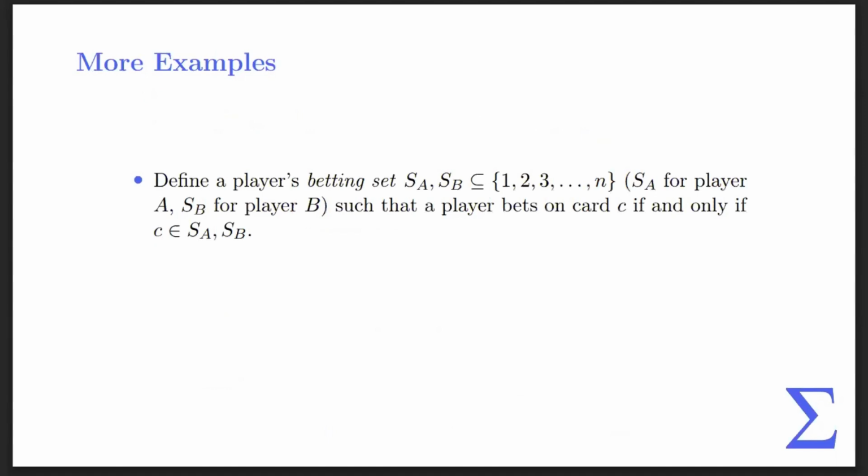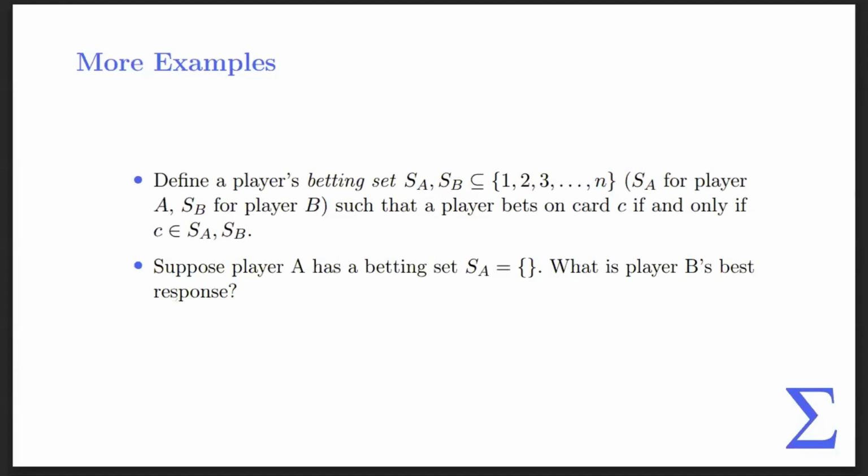Let's define a player's betting set to be a subset of 1 through n, and we're going to call it S of A or S of B, such that a player will bet on card C if and only if their card is in their betting set. For example, if S of A is the empty set, that means that player A will never bet, whatever card they get. And again, we're going to assume n is 3.